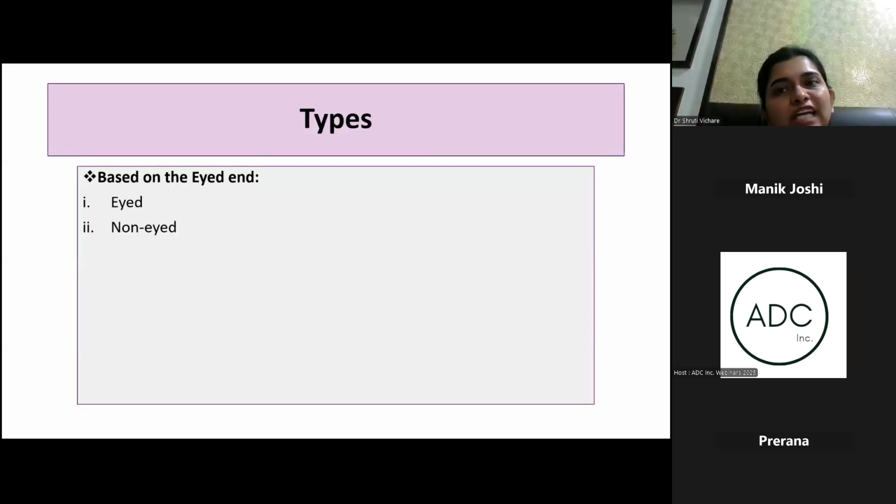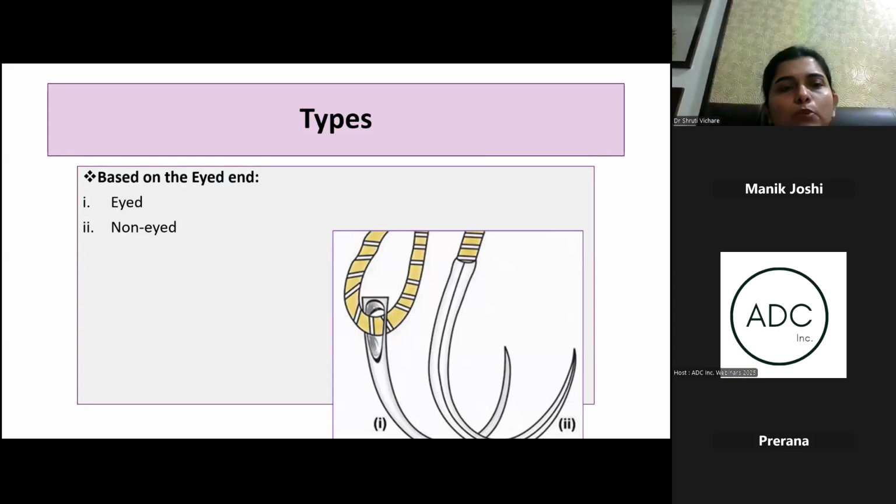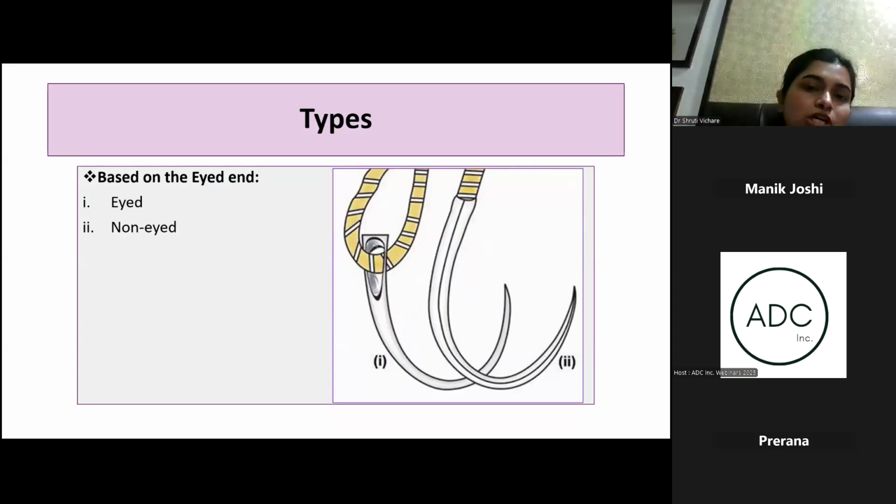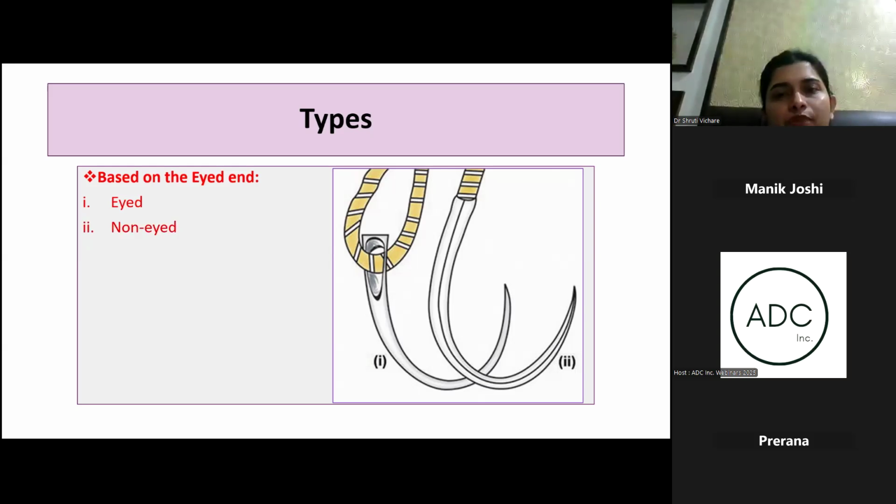Now we come to the different types of needles. Based on the type of suture attachment point, we have two types of needles: the eyed one and the non-eyed one. The non-eyed one is also very commonly called a swaged needle. So this one is a swaged needle or non-eyed needle.